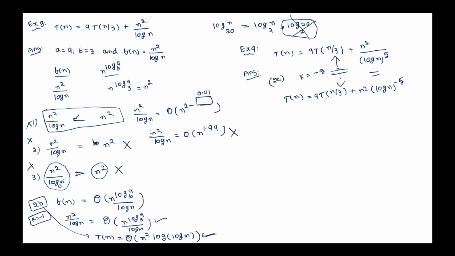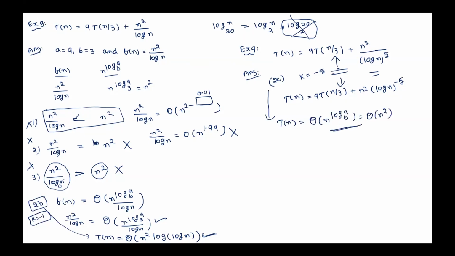Yes, sir. So now, which case, and by 2c, what is the answer? What is T of n? Theta of n square. N power log a base b, which is same as theta of n square.